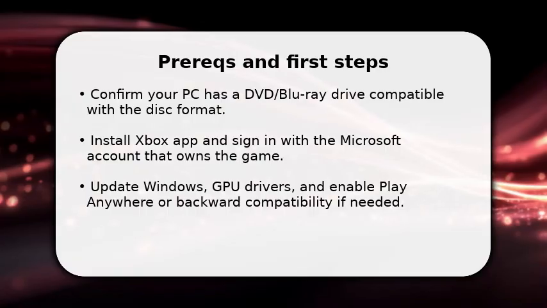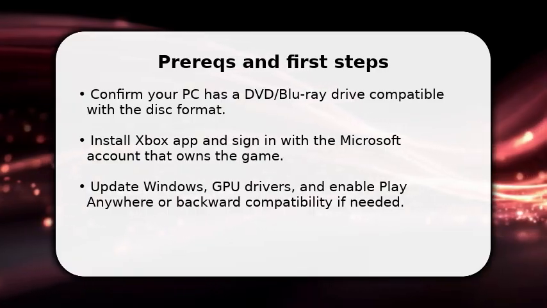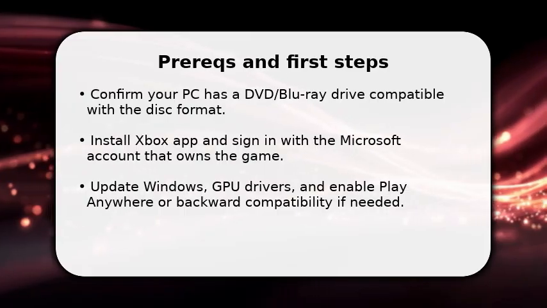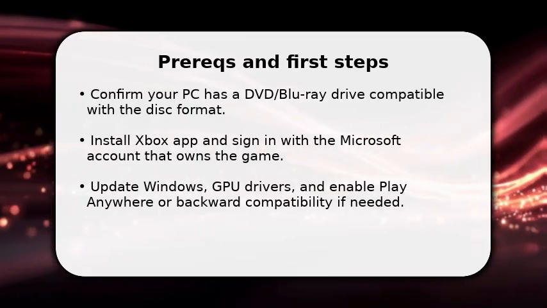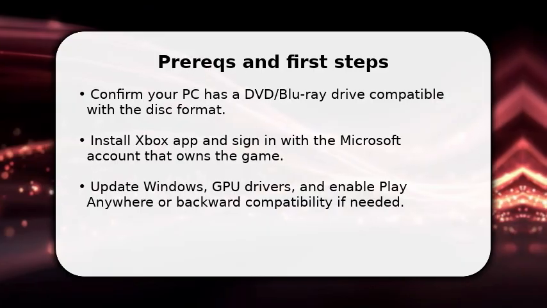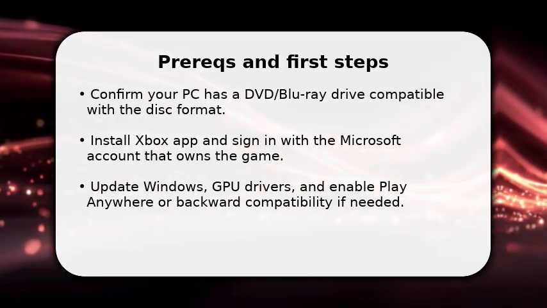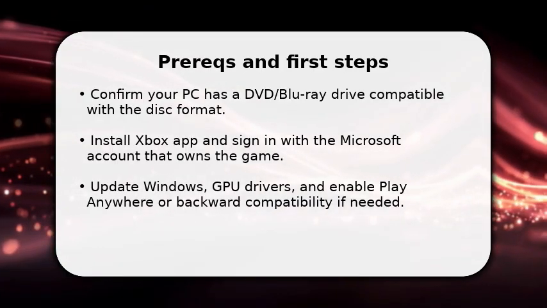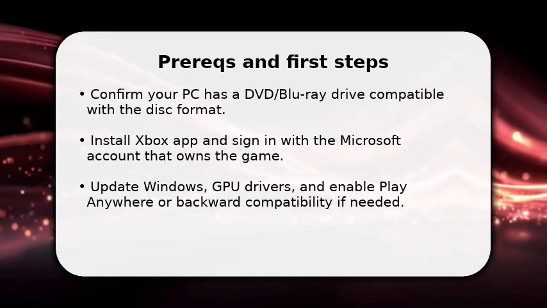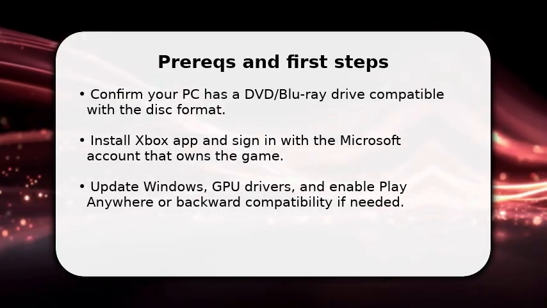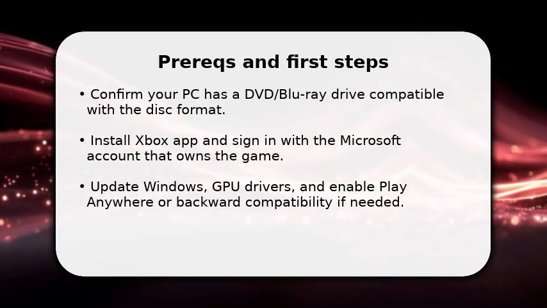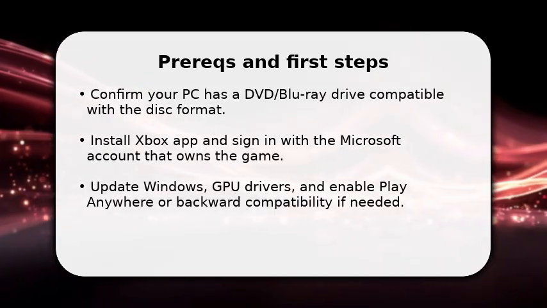You start by checking hardware and accounts. Make sure your PC has the correct optical drive and that you signed into the Microsoft account that owns the disk. Once done, install or open the Xbox app and Windows Store so license checks can complete. You also need updated Windows and GPU drivers. This prevents compatibility errors during install.